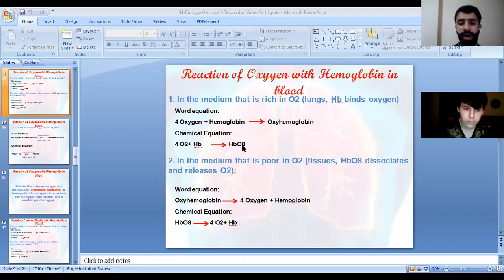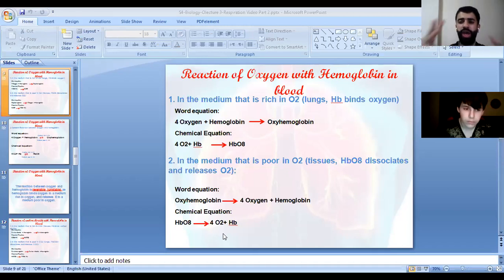So oxyhemoglobin will give 4 oxygen plus hemoglobin. This is the word equation. Why do we call it a word equation? Because it's written in the form of words. Why do we call it a chemical equation? Because it's written in chemical symbols. So I have to differentiate between the chemical equation and the word equation. So oxyhemoglobin is going to give 4 oxygen plus hemoglobin. This is in a medium that's poor in O2, so we need to have O2.